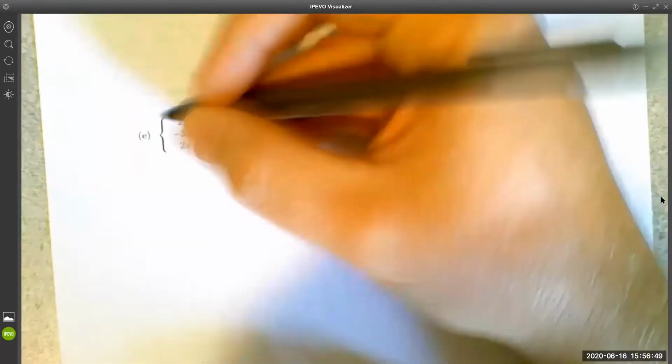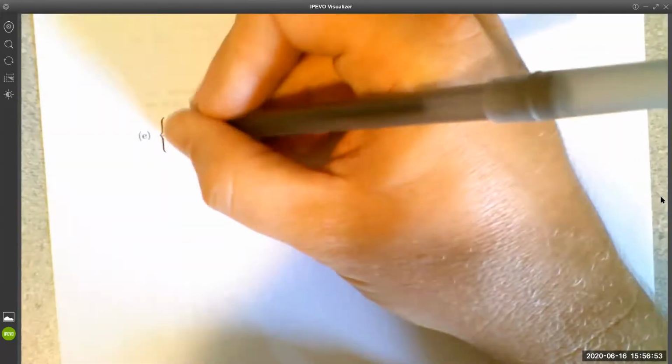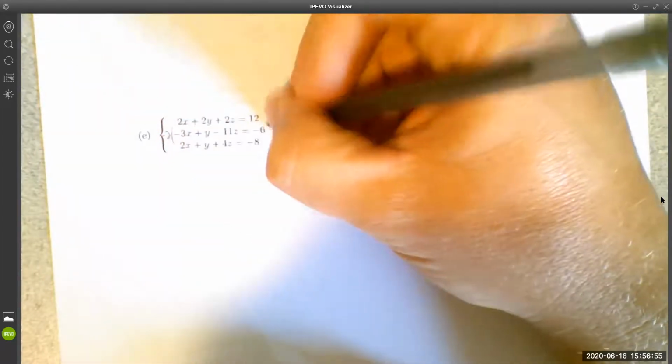Let's look at one more. 2x plus 2y plus 2z equals 12, etc., etc. What do we want to eliminate? Looks like eliminating the y is going to be the easiest, so that's what I'm going to start out trying to do. I'm going to do that by adding the first and second ones, but first I have to multiply the second one by -2.